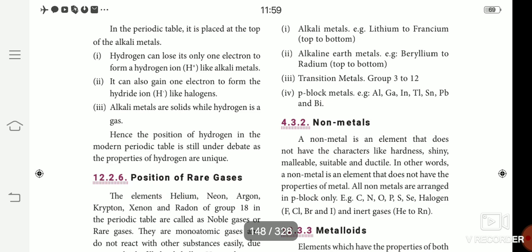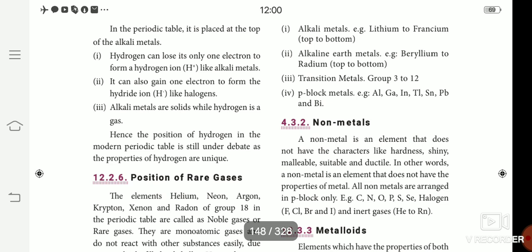What does the halogens group mean? The halogens group is fluorine, chlorine, bromine and iodine. Then the inert gases group, which is already studied. The inert gases group is helium, neon, argon, krypton, xenon and radon.